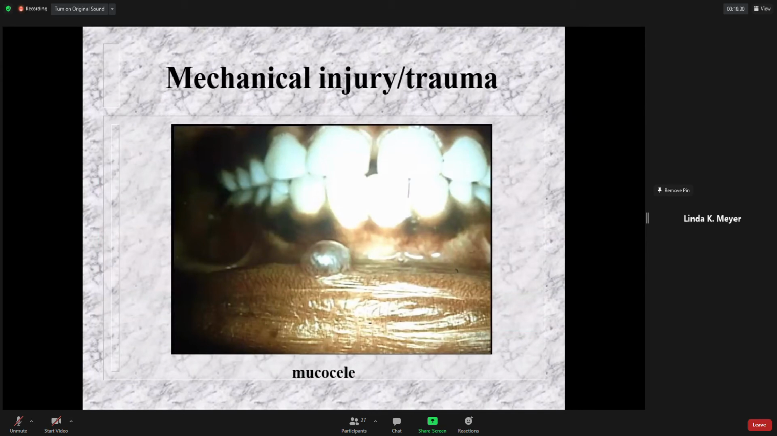And then last semester, I also mentioned that salivary glands can be injured. Trauma to the lip can create what's called a mucocele. What happens is the duct from the minor salivary glands in the submucosa of the labial mucosa is damaged, so that the saliva pools out into the connective tissue, and you get this little vesicle or bubble called a mucocele.